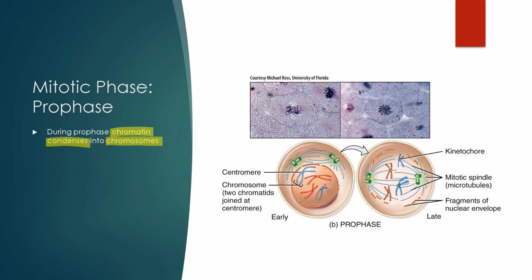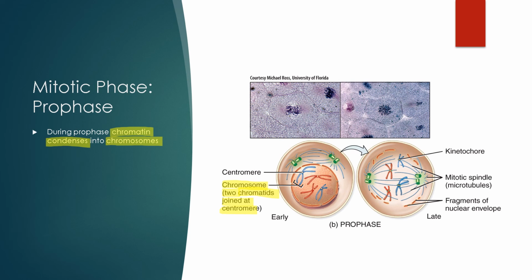Now, because that longitudinal DNA replication took place during the S phase of interphase, each prophase chromosome consists of a pair of identical strands that are called chromatids. So each chromosome consists of 2 chromatids that are joined at a centromere. This is going to be this constricted region that holds the chromatid pairs together.